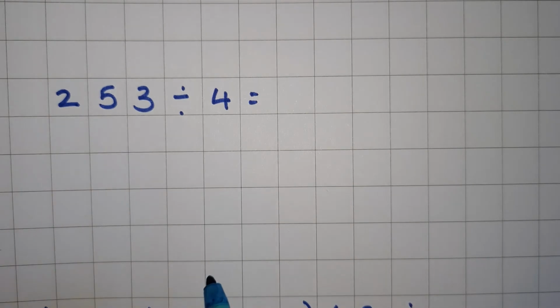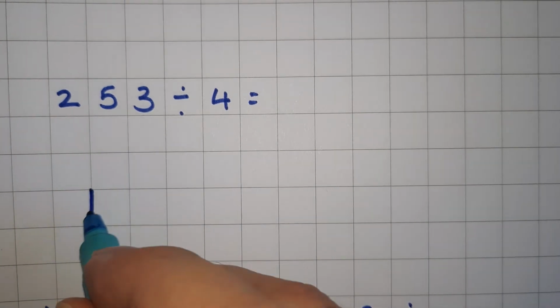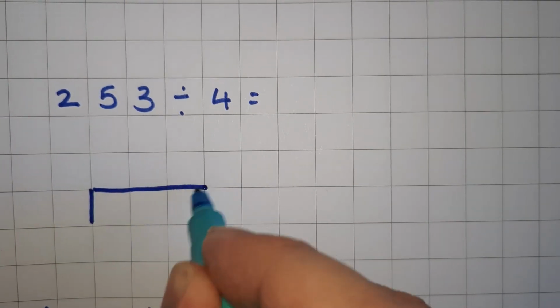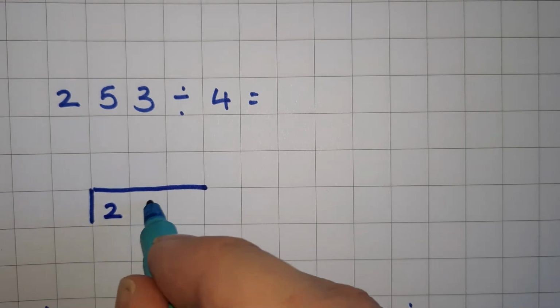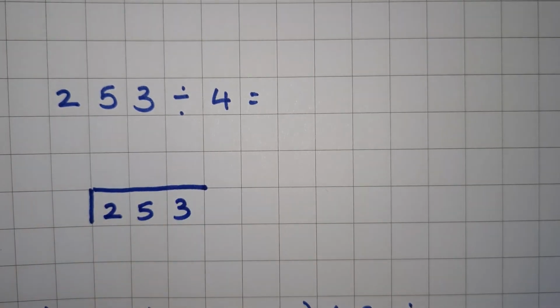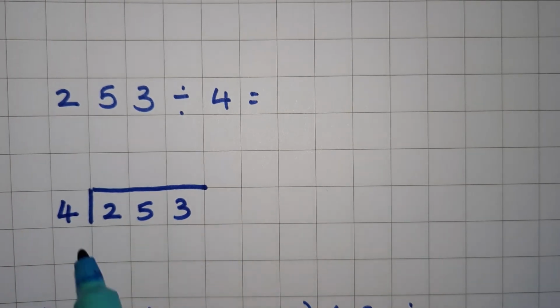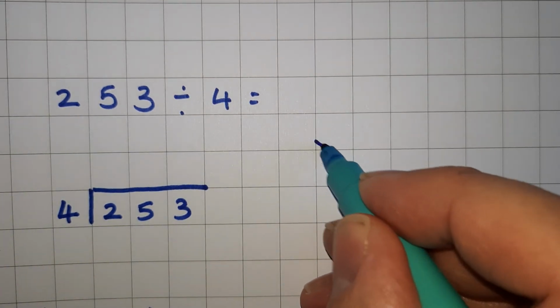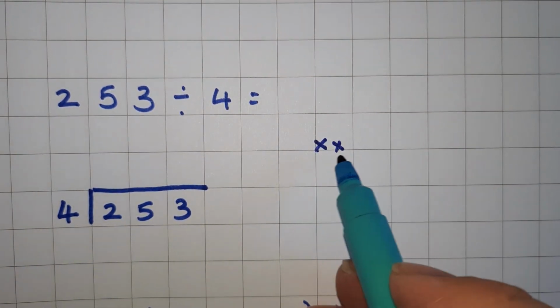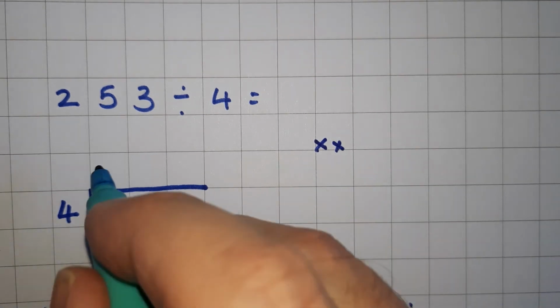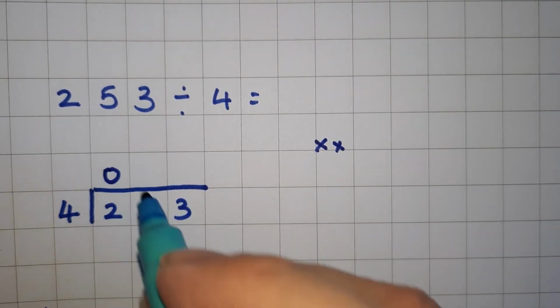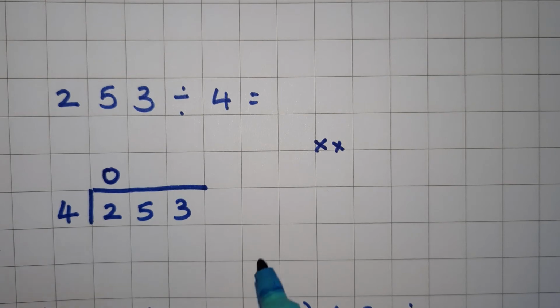253 divided by 4. This time our bus shelter will need to be a little larger. 253 goes under the bus shelter and 4 sits outside. 2 divided by 4. How many groups of 4 can we make from 2? Well, clearly there's not enough. So the answer is 0. But we can't ignore this 2.